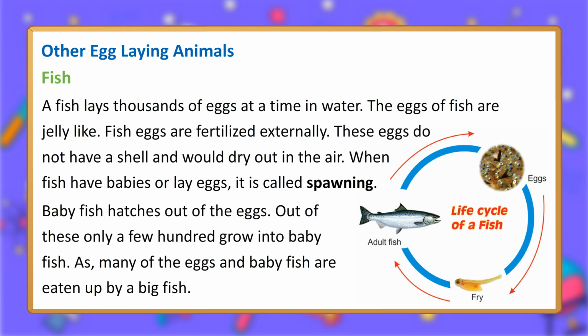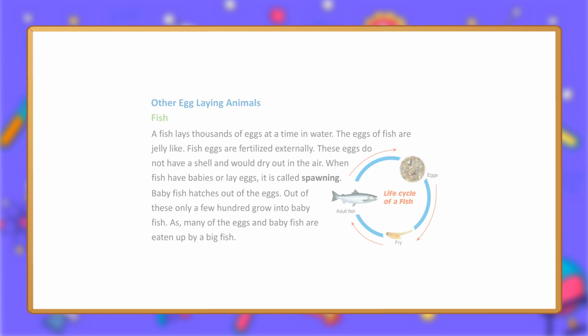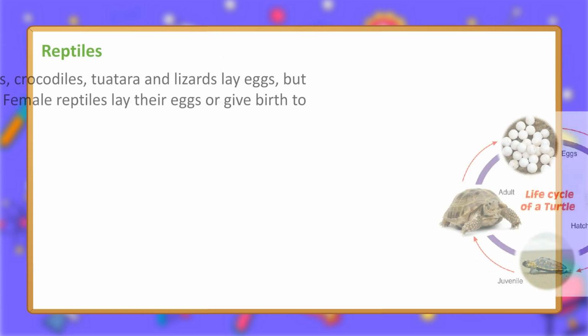Baby fish hatch out of the eggs. Out of these, only a few hundred grow into baby fish, as many of the eggs and baby fish are eaten up by a big fish. Life cycle of a fish. Adult fish. Eggs. Fry.